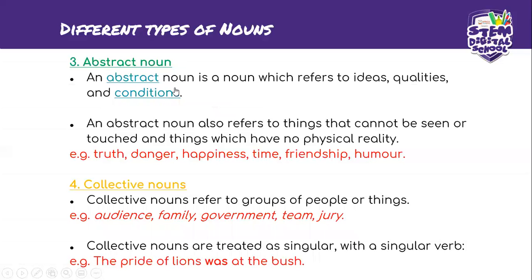So an abstract noun is a noun which refers to ideas, qualities, and conditions. Okay, so an abstract noun refers to ideas, qualities, and conditions. An abstract noun also refers to things that cannot be seen.